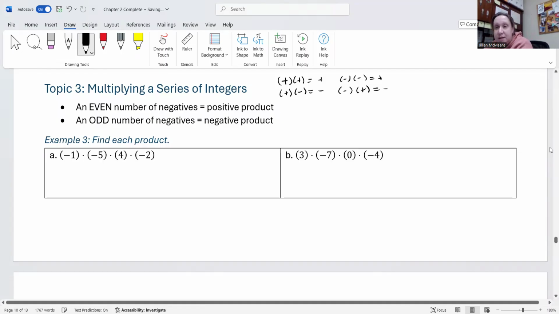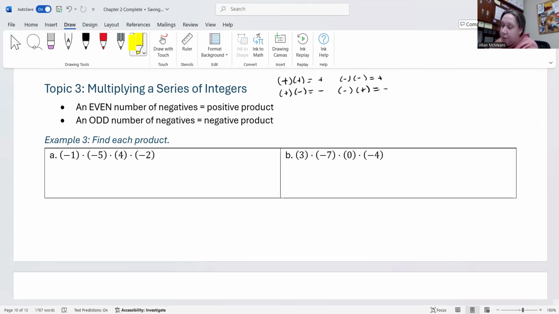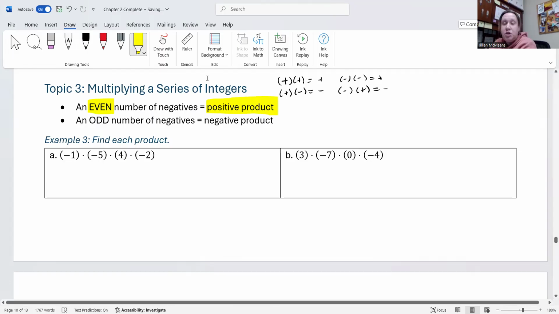So when you're multiplying a series of integers, that means you could have multiple integers that are positive or negative. And so when you have a situation like that, you always want to count the number of negatives. So how many negatives do we have? If you have an even number of negatives, that's going to give you a positive product. And hopefully, if you really sit down and think about that, that kind of makes sense. Every two negatives will make a positive.